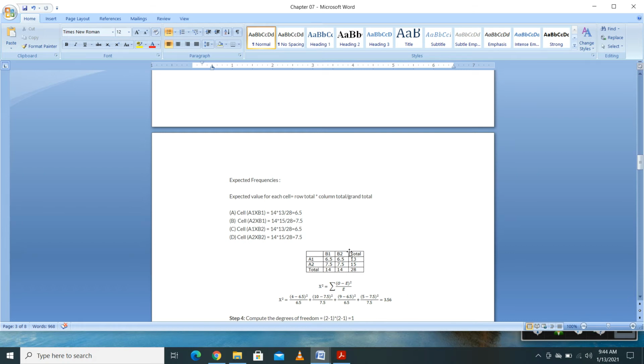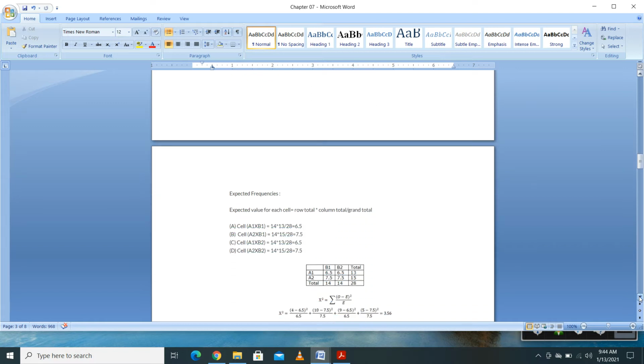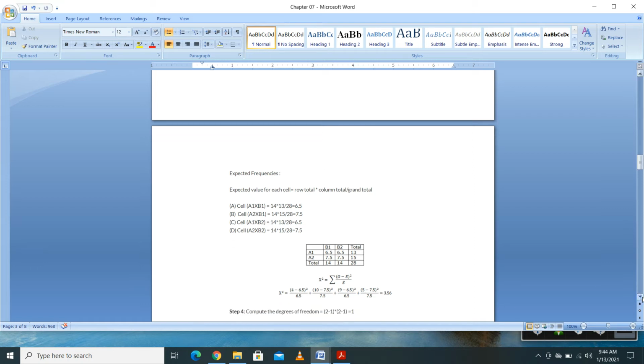So we have the observed values and we have the expected values. Now we can use the chi-square test. For each and every cell, you have to take the difference of the observed value and the expected value. As an example, for the first cell the observed frequency is 4 and the expected frequency is 6.5. So you take 4 minus 6.5, square it, and divide by the expected value, 6.5. Likewise, you get the total, and you can see the chi-square test statistic is 3.56. This is the calculated test statistic.